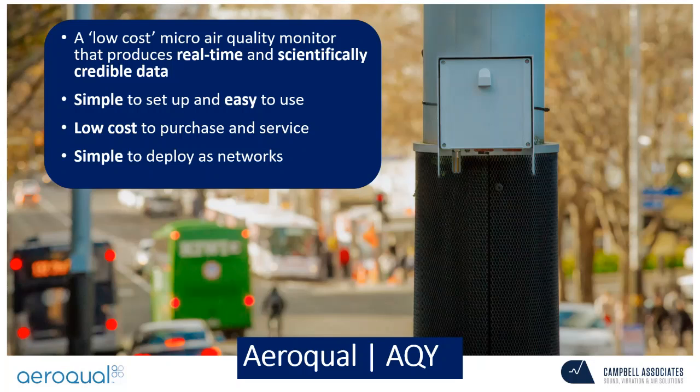But the AQY is easy enough to be moved around to different projects. So you can install it on a specific lamppost that we want to monitor, a specific junction or specific problem. And then when you finish that survey, you can move the AQY to a new location and get data for another location. This device is low cost to purchase and service, and it's very simple to be deployed as networks.